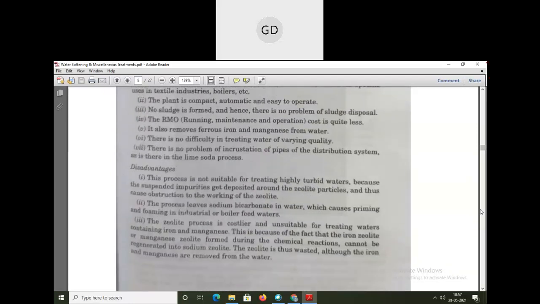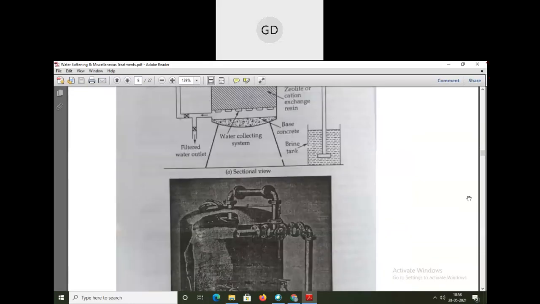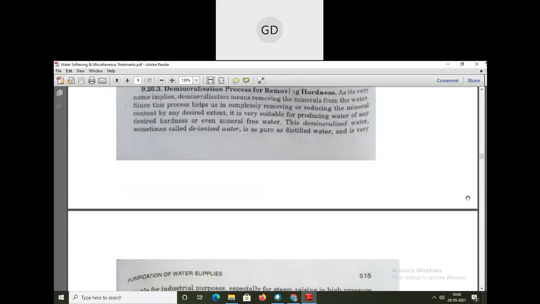Next, the process leaves sodium bicarbonate in water, which causes priming and foaming in industrial or boiler feed waters. As you have seen in the chemical reactions, it leaves sodium bicarbonate in water, and that causes foaming. Number three, the zeolite process is costlier and unsuitable for treating waters containing iron and manganese. If the water has iron and manganese, the zeolite process is not suitable and it is very costly. So these are the disadvantages of the zeolite exchange process.